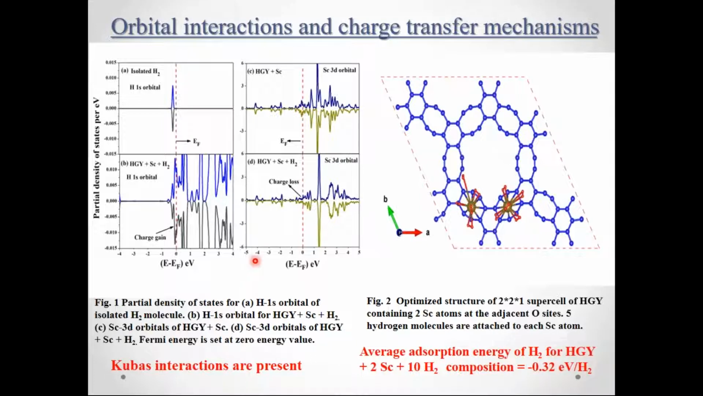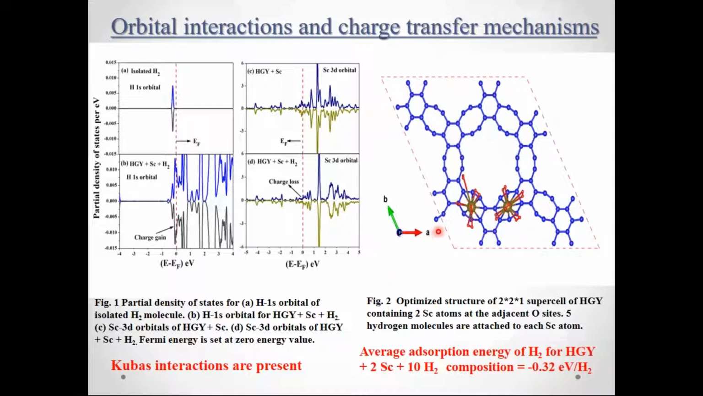In these interactions, some charge has been transferred from the scandium 3d orbital to the carbon 2p orbital, and from the scandium 3d orbital to the hydrogen 1s orbital, and some reverse charge donation takes place from hydrogen 1s to the scandium 3d orbital. In this whole process of charge donation and back donation, a small amount of charge has been gained by the hydrogen 1s orbital, due to which they are bound with the metal atom.